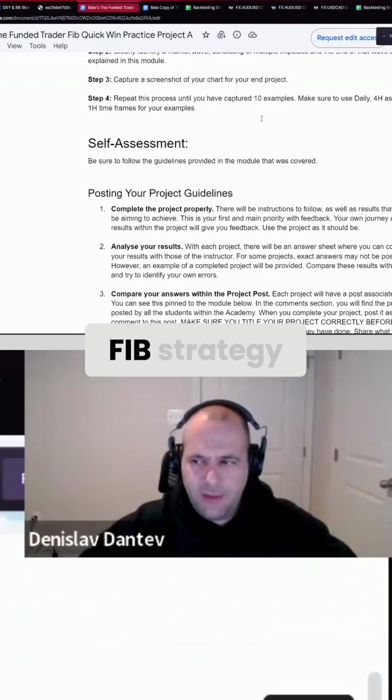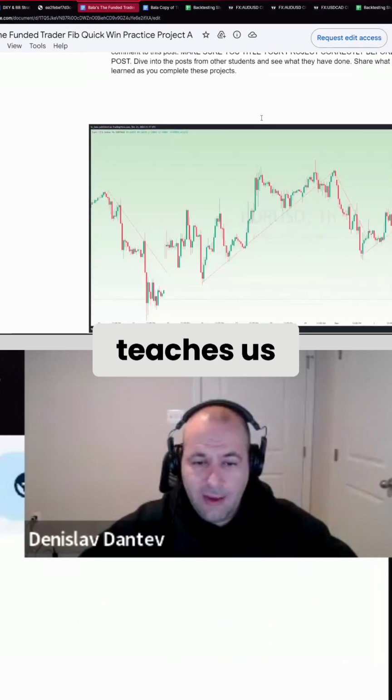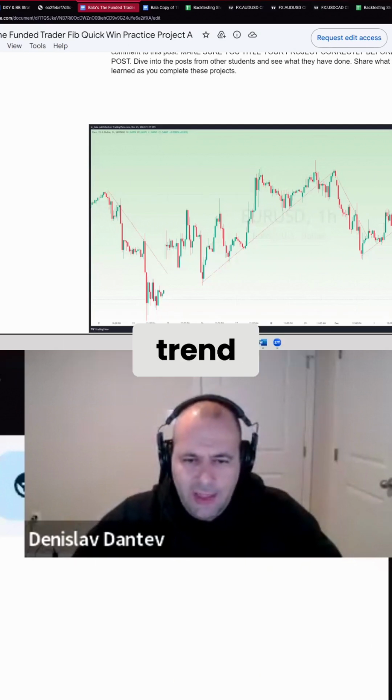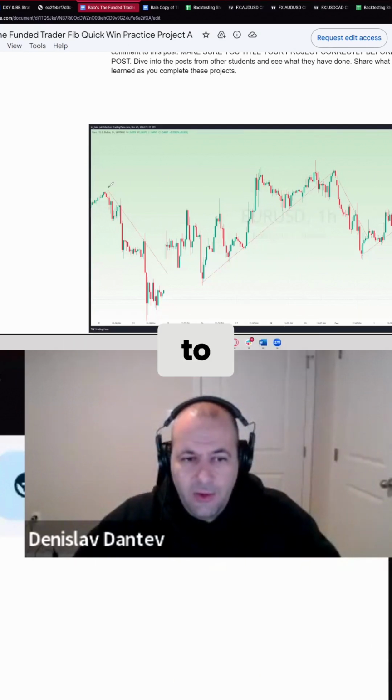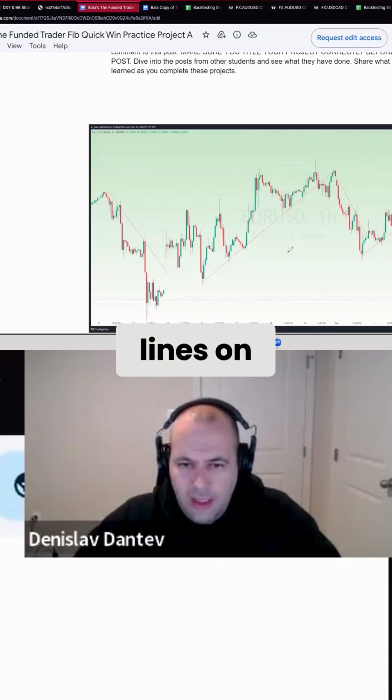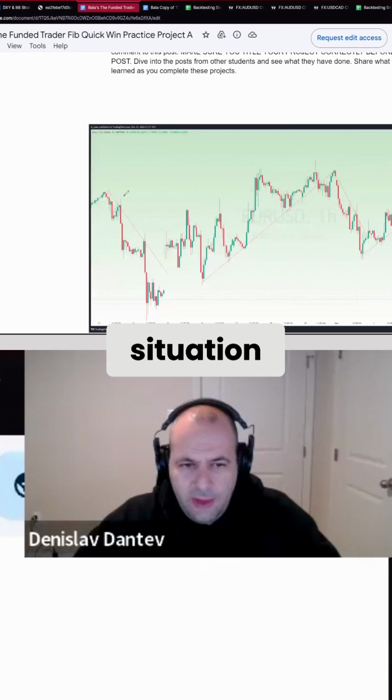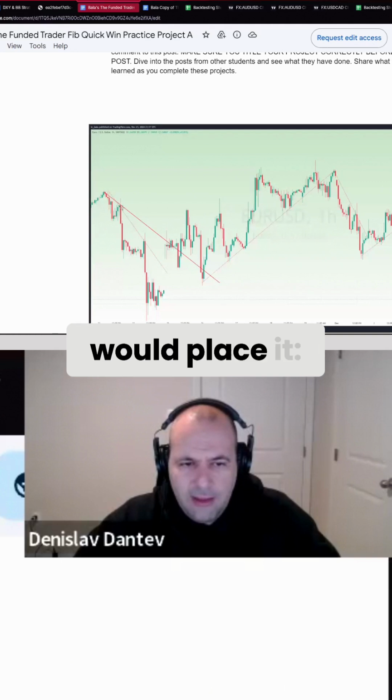Project A on the fib strategy teaches us how to place trend lines, right? When we place trend lines, we want to anchor them on candle bodies. That's important. Ideally, we don't want to be cutting through candles. So in this situation over here, you have a not great trend line. This is how I would place it, right?